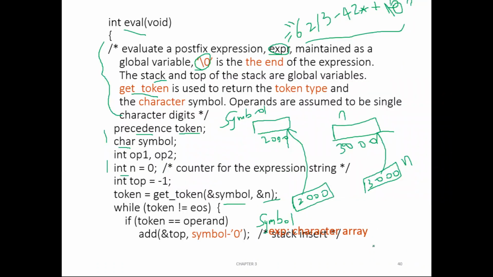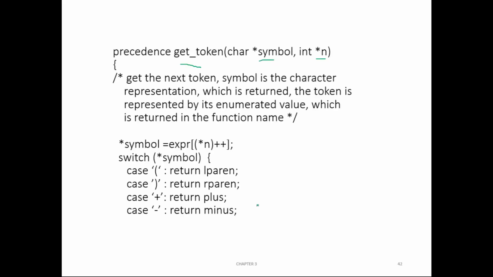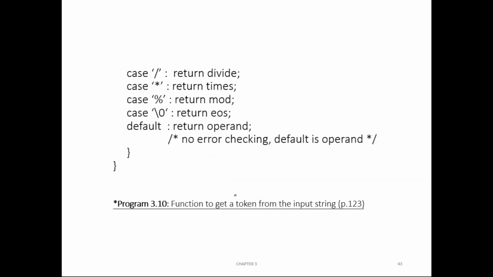So get token of ampersand symbol comma ampersand n, that's what we are passing, right? So let us see what is ampersand symbol and how it is going to read. Okay, fine. So this starting address you have passed here to this function get token.